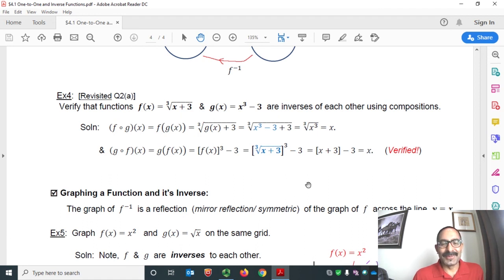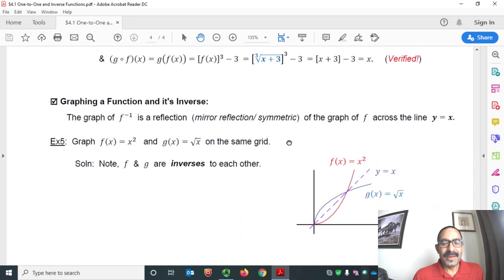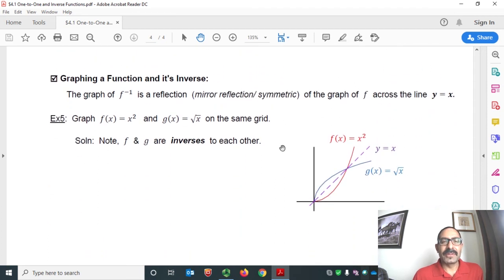Great. So now let's move on. Finally, let's talk about graphing a function and its inverse function in the same grid. The idea is the graph of f inverse is a reflection of the graph of f across the line y equals x.